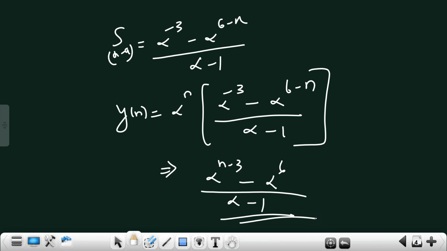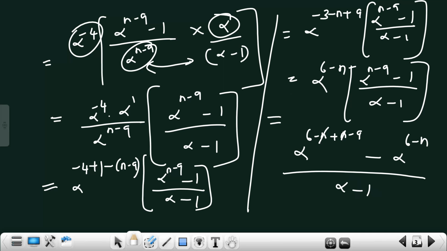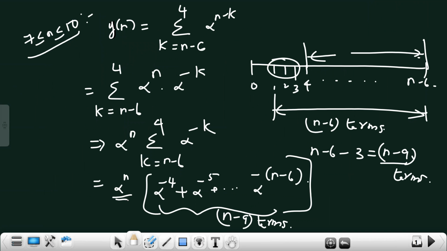So this is your final answer for y of n, which is the case between 4 and 7 or 7 and 10, right? Yes, 7 less than or equal to n less than or equal to 10. Don't forget to multiply this alpha raised to n as I always say. This alpha raised to n, whichever you have taken outside the summation, you need to take back at the end.